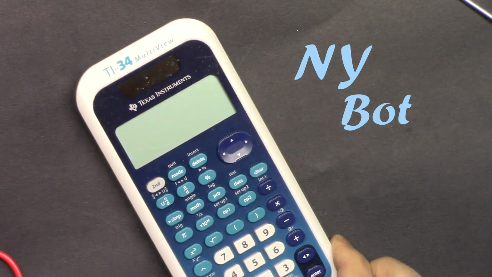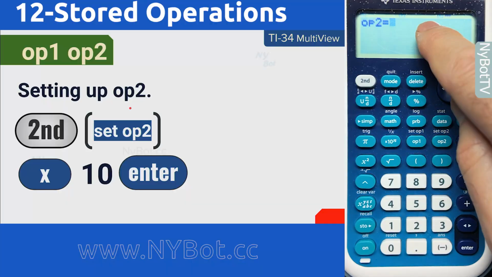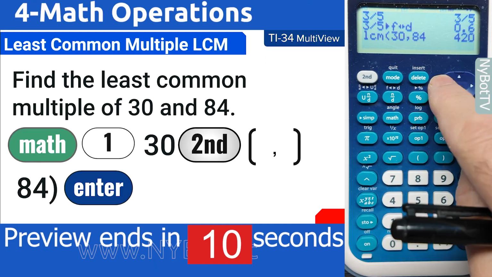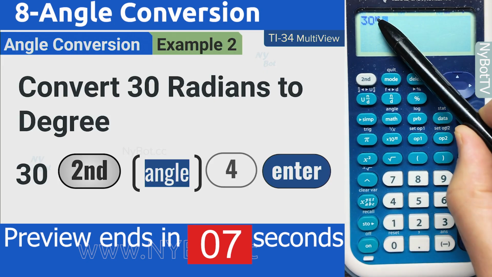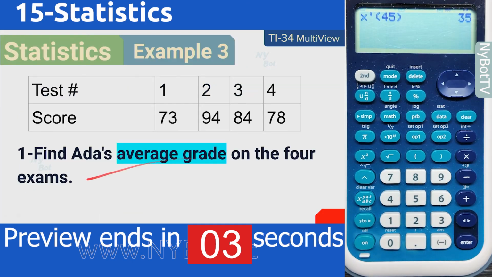In this video we are going to use the TI-34 scientific calculator to use the OP1 and OP2 stored operations with this calculator. This video is part of a full video manual for this calculator. The link to watch that video is below this video in the description.